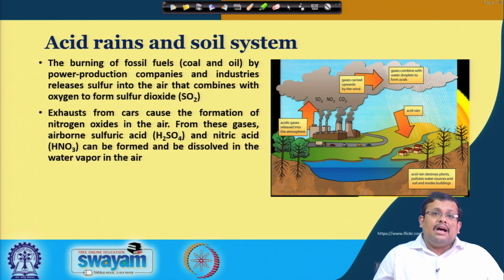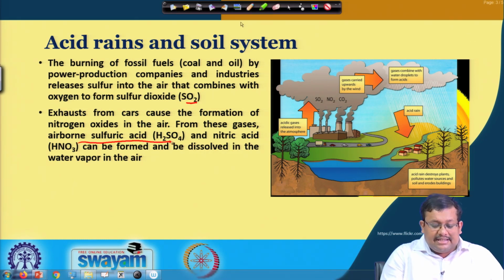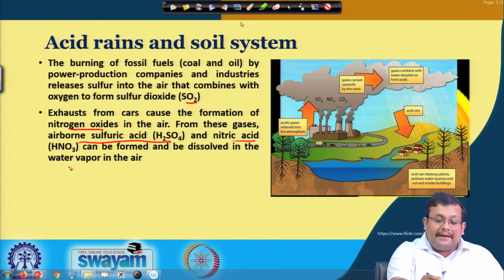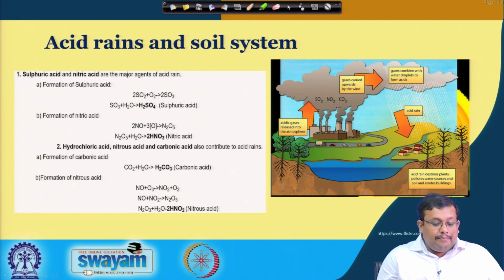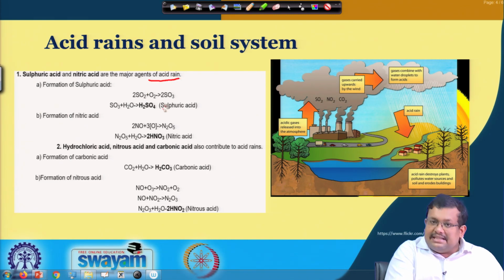Now, exhaust from cars causes the formation of nitrogen oxides in the air. From these gases, airborne sulfuric acid, for example from sulfur dioxide, and nitric acid, which can form from these nitrogen oxides, can be formed and dissolved into the water vapor in the air. These are some of the reactions which are responsible for producing acid rains. Sulfuric acid and nitric acid are the major agents of acid rain. They are strong acids.